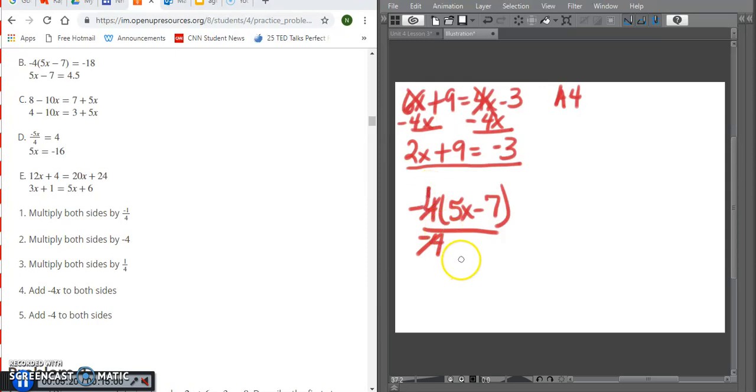So if I don't write the 1, I'm just going to have 5x minus 7. And that's going to be equal to whatever I do on the left, I have to do on the right. So over here, I divided by -4, so I have to divide by -4 here. And then that's going to give me a negative divided by a negative, which makes a positive 4.5. So I actually did divide by -4, but that's not in the list of options to choose from.